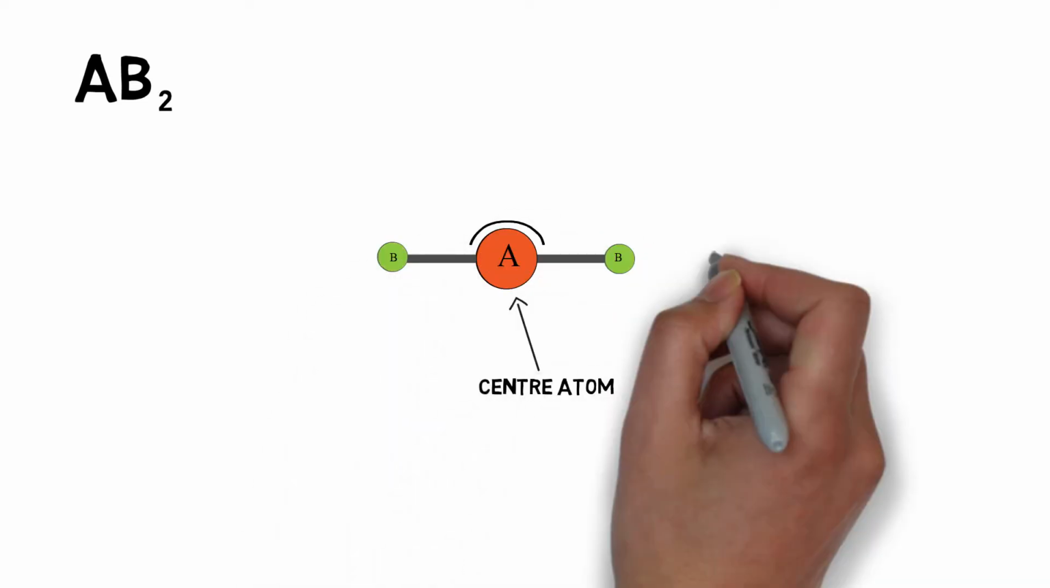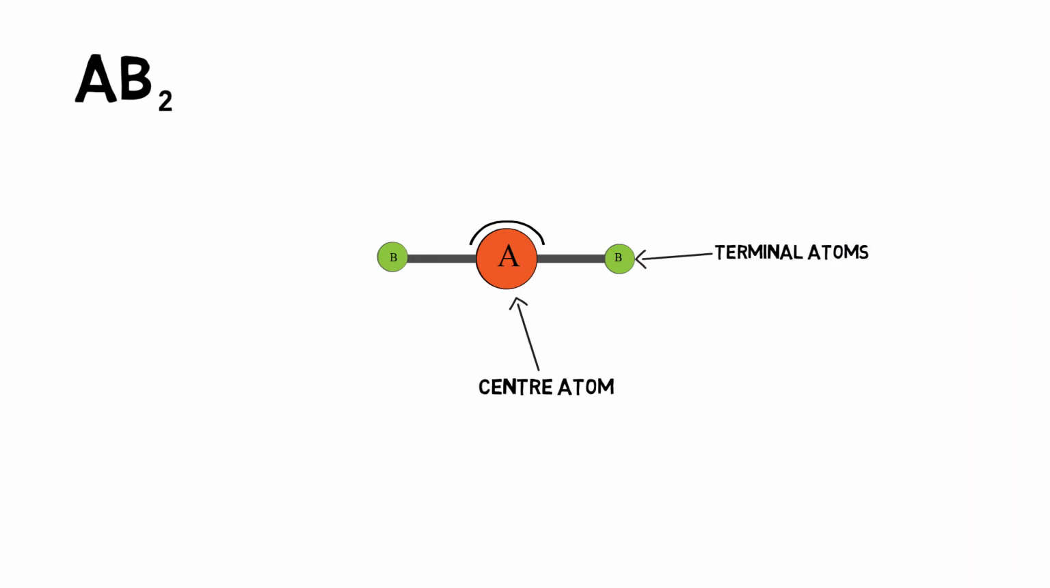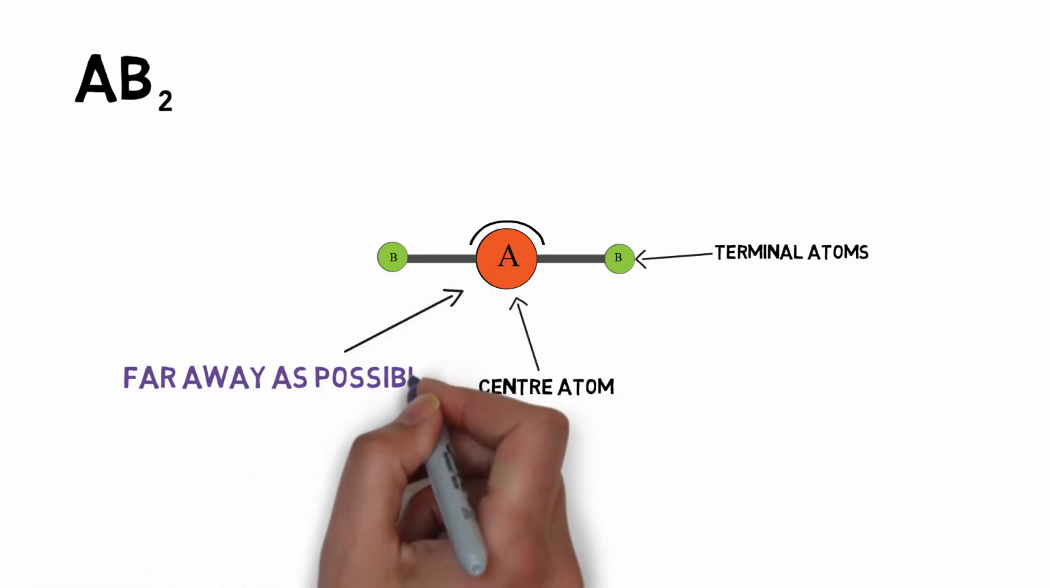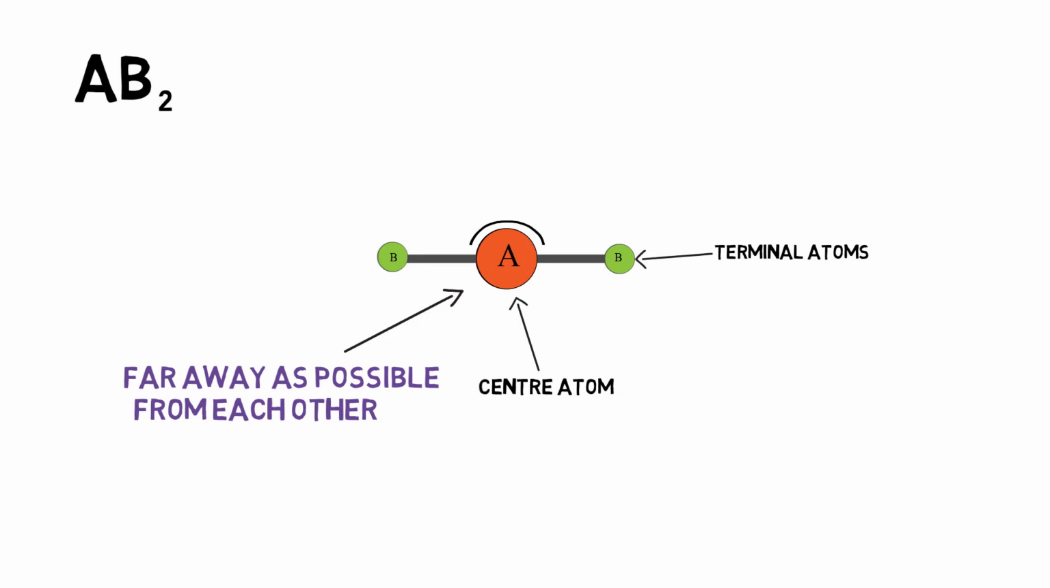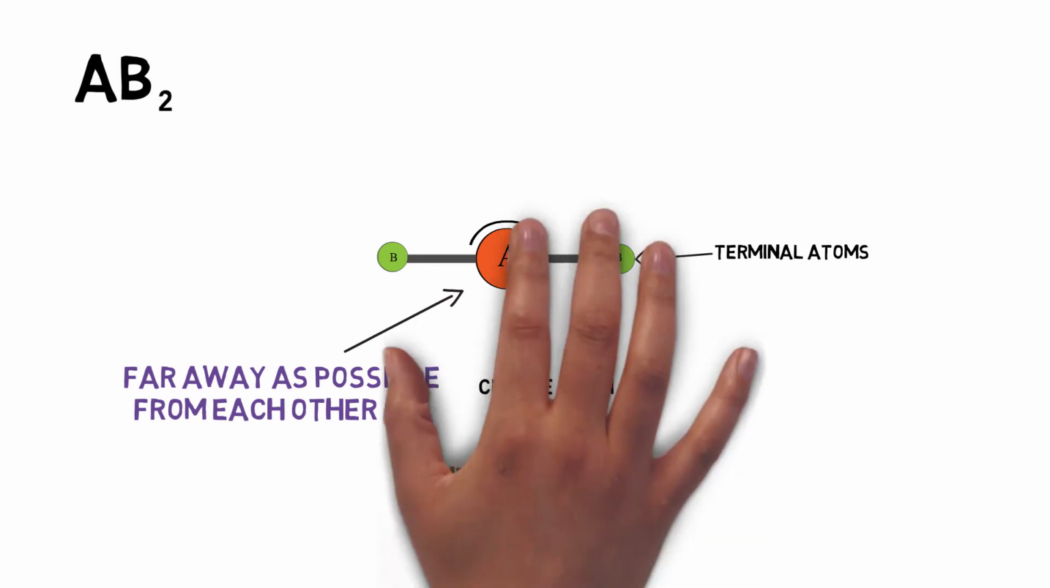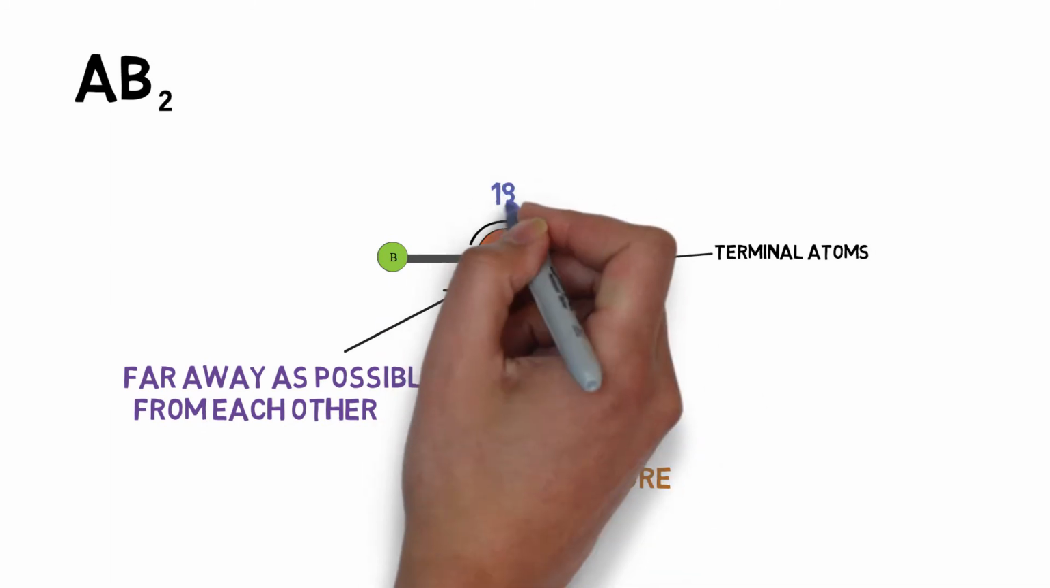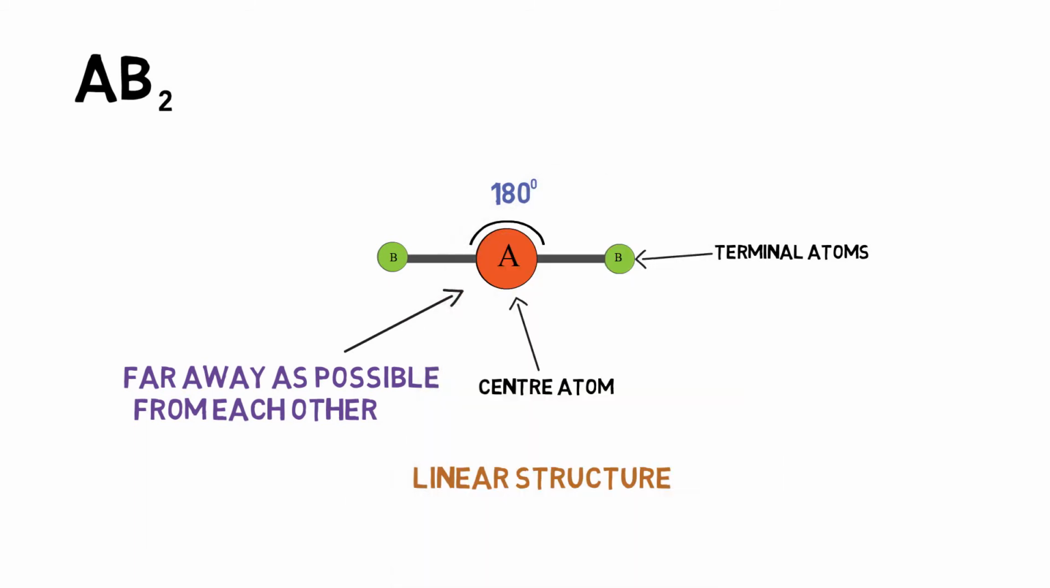Let's suppose we have an AB2 molecule with a central atom A and terminal atoms B. According to this statement, the atoms will arrange themselves in such a way that the distance between the two AB bonds is maximum. So it will form a linear structure with 180 degrees between the two terminal atoms around the central atom, which is the maximum distance between the two bond pairs.